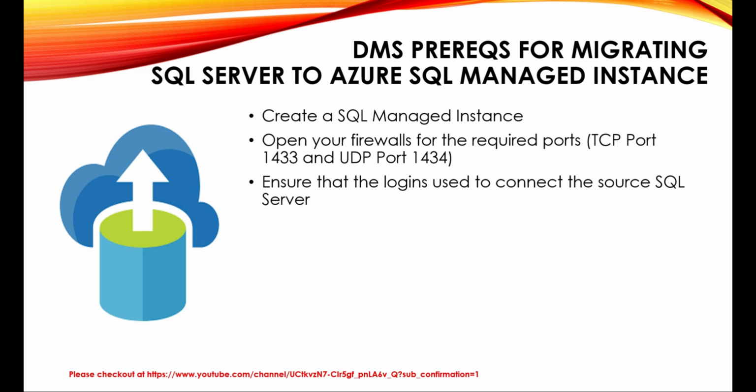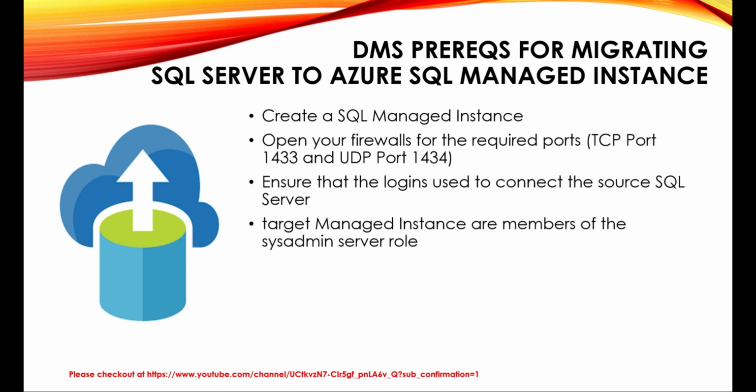Open your Windows Firewall to allow the Azure Database Migration Service to access the source SQL Server, which is by default TCP port 1433. And if you're running multiple named SQL Server instances using dynamic ports, then you may wish to enable the SQL Browser service and allow access to UDP port 1434 through your firewall, so that Azure Database Migration Service can connect to a named instance on your source server.